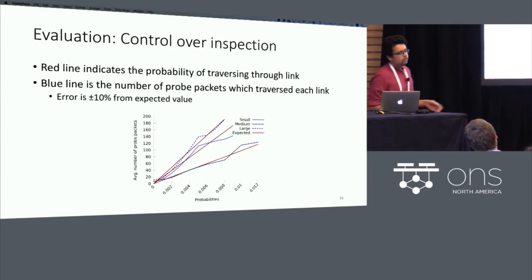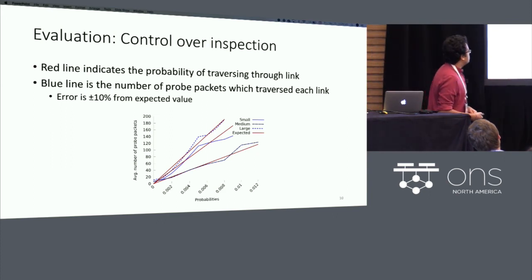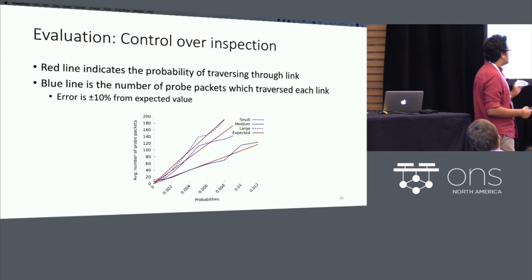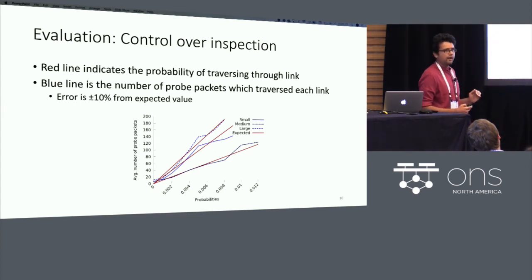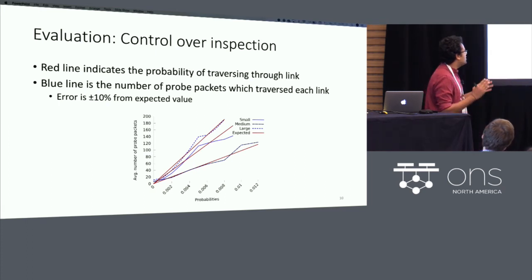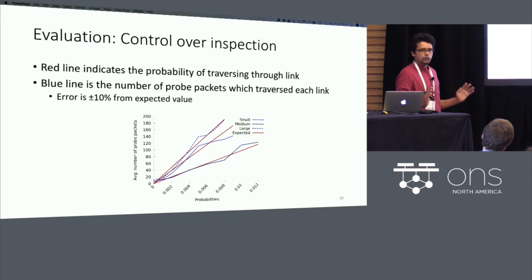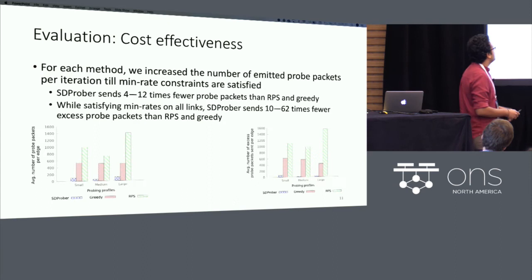So at first, we show that SDProber has control over inspection. The graph below shows this. The red line of the graph is the expected number of probe packets which is supposed to go through the links. And the blue line is the actual number of probe packets which is seen in our experiments. We observed that the actual number of packets seen is within 10% of the expected value. So this shows that SDProber has control over the random walk, and it could send probe packets where it's needed.